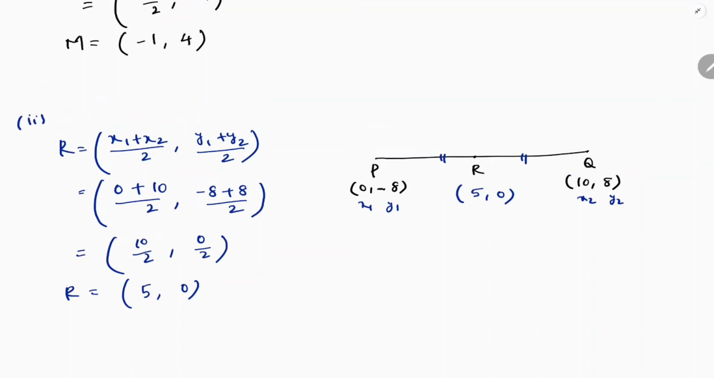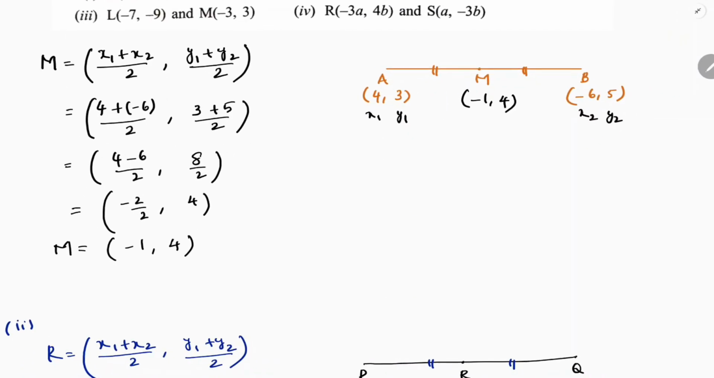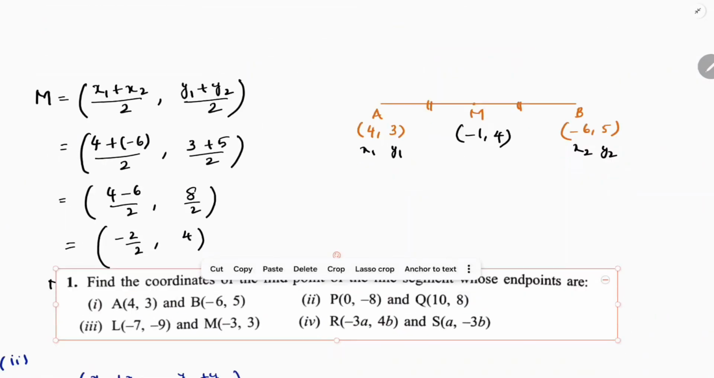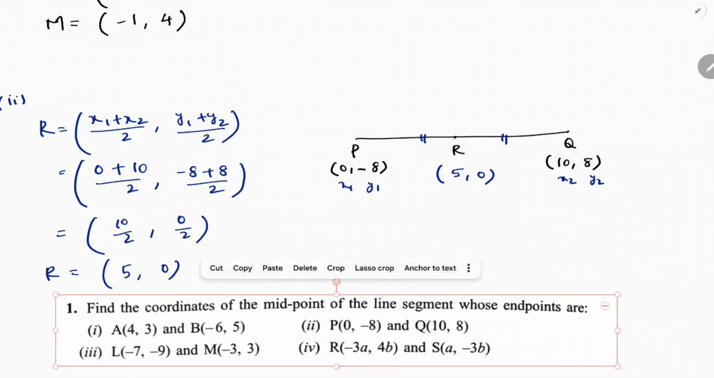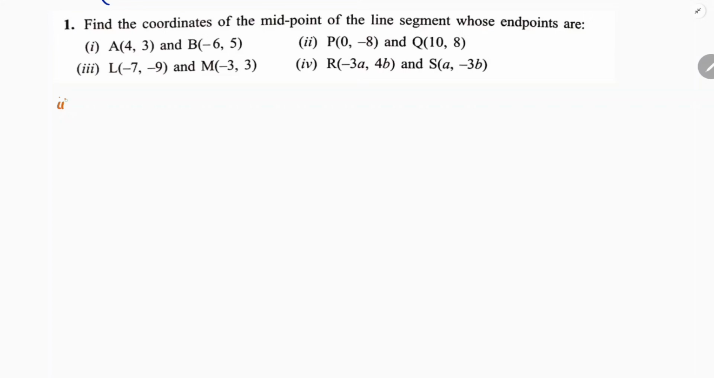Now if you see the third one, the points are minus 7, minus 9 and minus 3 comma 3. You can take this L, M, and I'll consider the midpoint as N. We need to find N. So L is minus 7, minus 9, and M is minus 3 comma 3. I need to find N.